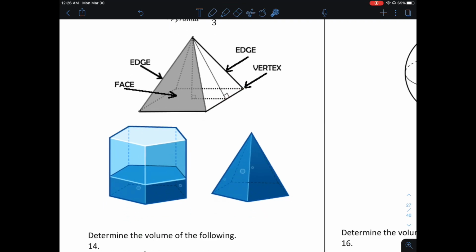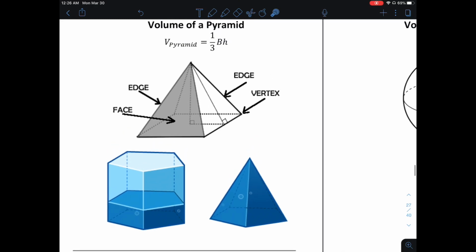If you were to find the volume of this pentagonal right prism, and then compare that to the volume of a pentagonal pyramid. First of all, what's the difference between a prism and a pyramid? A prism has two bases that are congruent to each other, and they're parallel to each other.